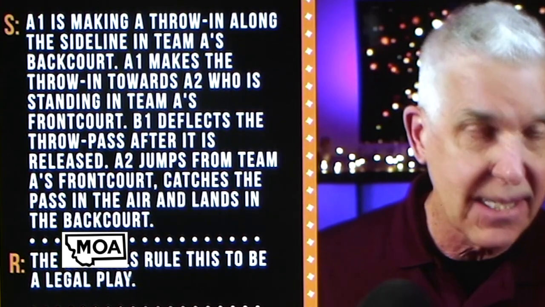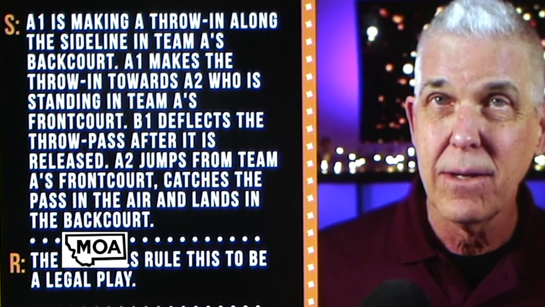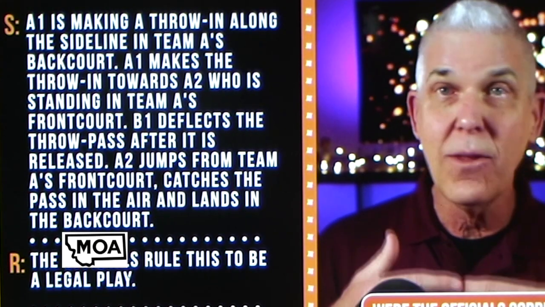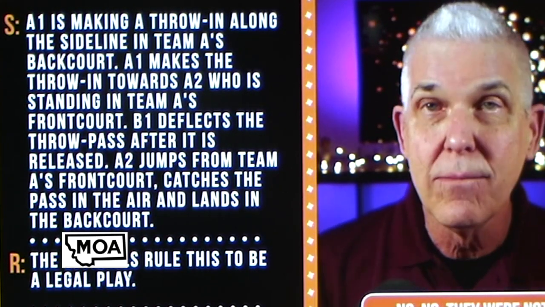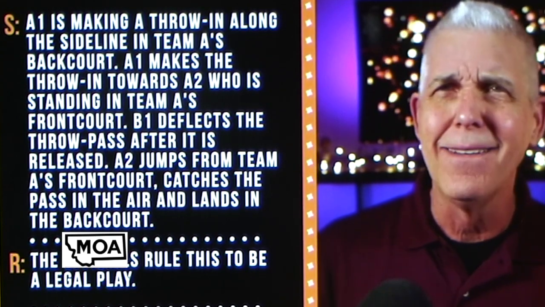Sideline throw-in adjacent to the backcourt. Throws to a teammate who's in the front court. Defender contacts the basketball, deflecting it. Player from the front court jumps in the air, catches the ball, lands in the backcourt. Were the officials correct in this instance when they said this is a legal play? Were they correct? Yes or no? We know there's an exception that applies during a throw-in. But no. Why not? Right?